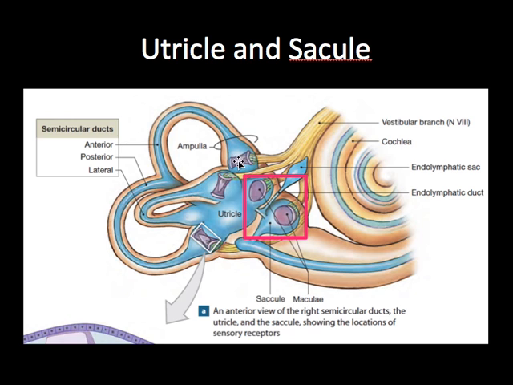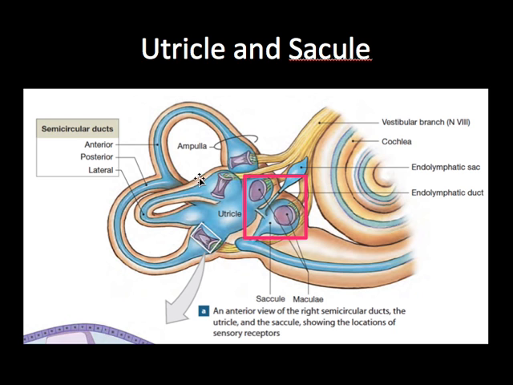Just then we went through these three ducts. The utricle and saccule are quite important in determining and providing sensations of gravity and linear acceleration. So what that essentially means is that they determine whether you feel that you're standing upright or upside down.